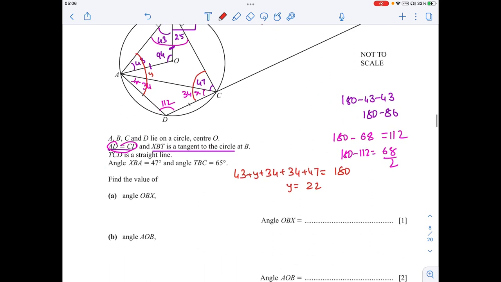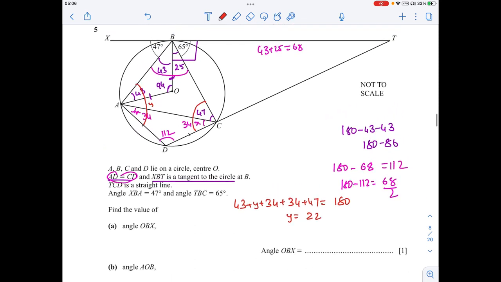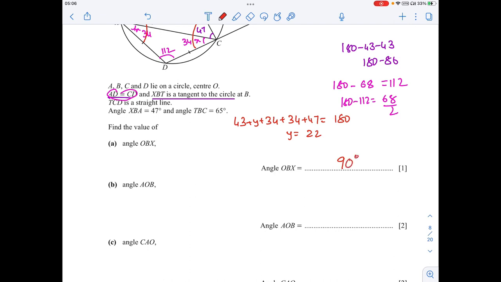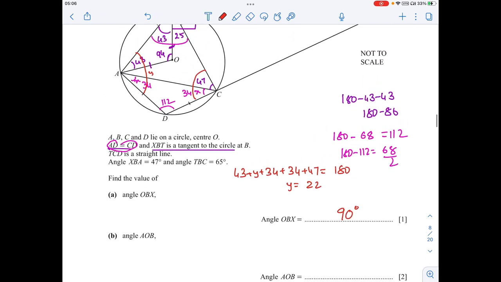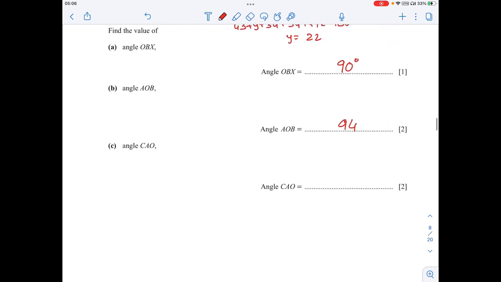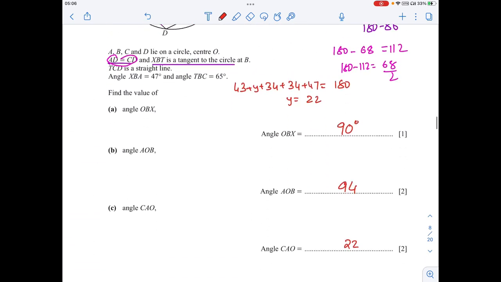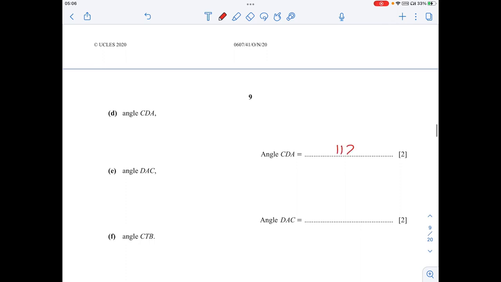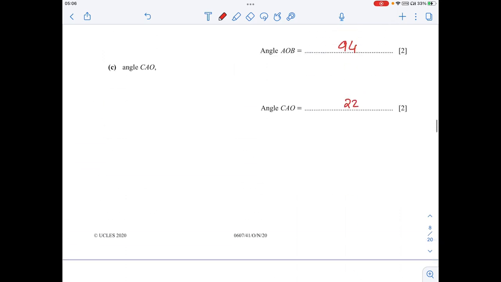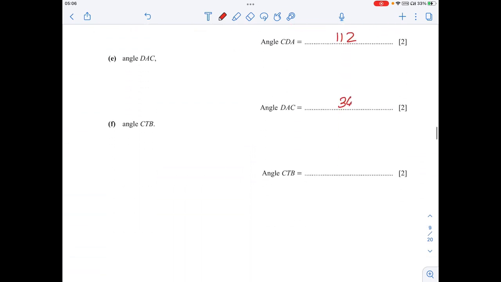Now I'll read the question. Angle OBX. We can see that angle OBX, where is angle OBX? OBX is the angle between this tangent and the radius, so it's going to be 90 degrees. Angle AOB, we have found it as 94. CAO we have found it as Y, which is 22. CDA, we have found it as 112. DAC, we have found it as X, which is 34. See, every angle we were able to find.